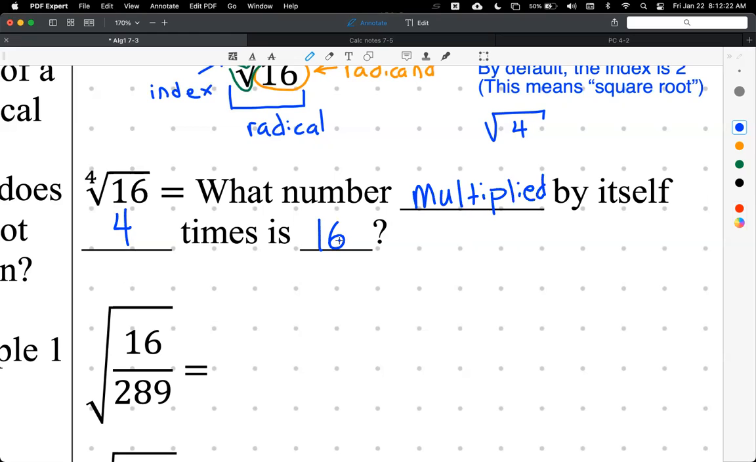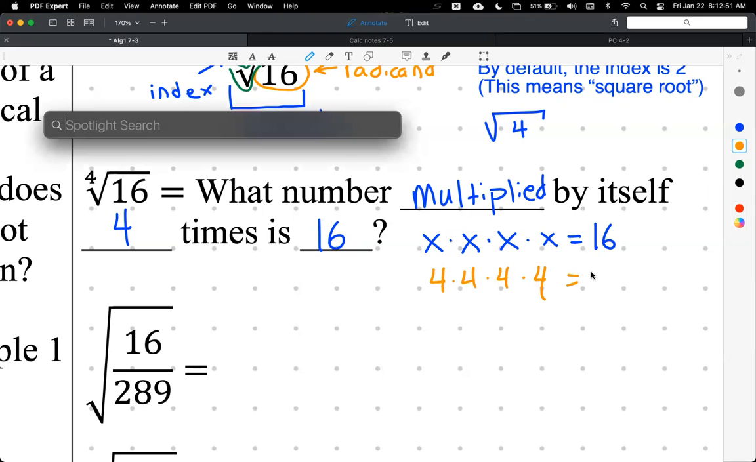I know that you're probably just copying that down in your notes, but really think about what this question is asking. This question is saying this: x times x times x times x. I'm multiplying x 4 times. Why 4? Because this is a 4 for the index. If I do x times x times x times x, that number has to multiply out to 16. If you thought the answer was 4, you're actually wrong, because 4 times 4 times 4 times 4 is equal to 256.